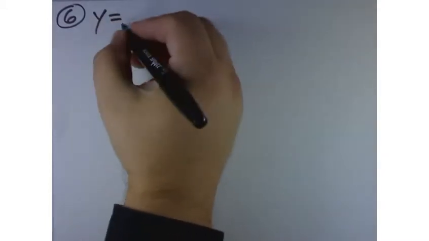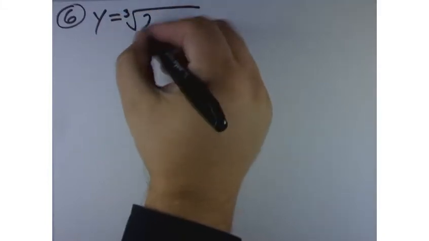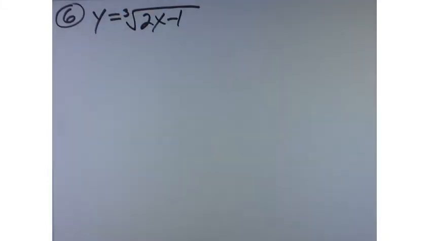So for problem number 6, I give us the function y equals the cube root of 2x minus 1. And it says determine the points of continuity and the points of discontinuity of the function. Identify each type of discontinuity.